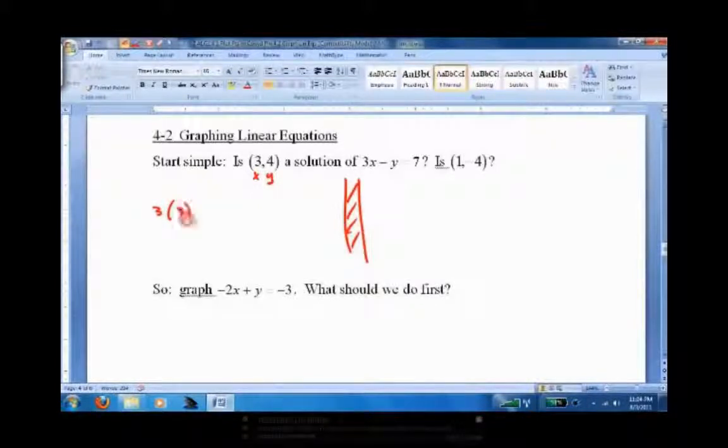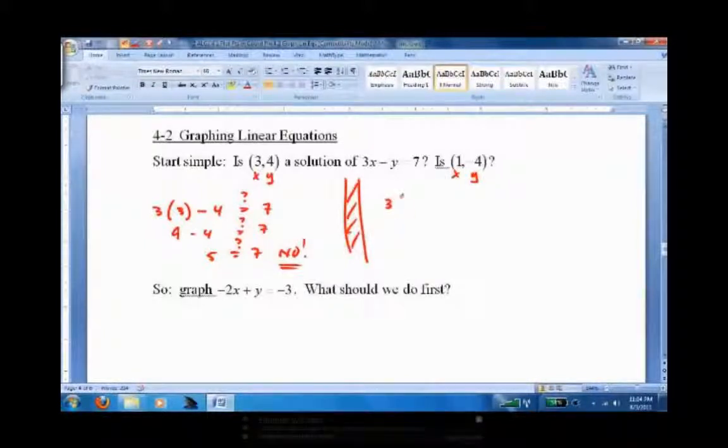3 times 3 minus 4. Then we put the little question mark over the 7. 9 minus 4. Does it equal 7? Does 5 equal 7? Let's say no. So just some practice to see if our solution process is accurate. Again, I like to label those until I get really good at it.